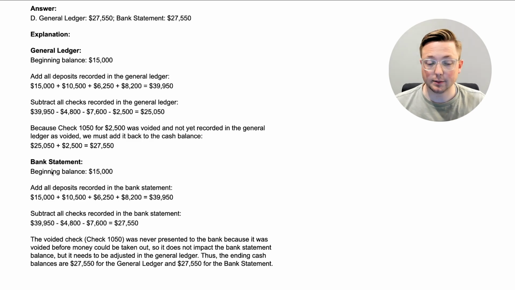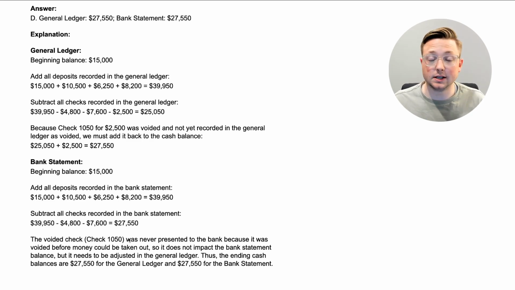Now, going to the bank statement, we do the same thing as we did above. We add all the deposits together, and we subtract all the checks recorded. But you'll notice something: the bank never recorded the check. They never recorded the money leaving the account for that check. If you think about it, the bank is not going to take money out of the company's account until that check is cashed by whoever they sent that check to. So if they were able to void it and no money was taken out before it was voided, that means that the bank never took any money out of the company's account.